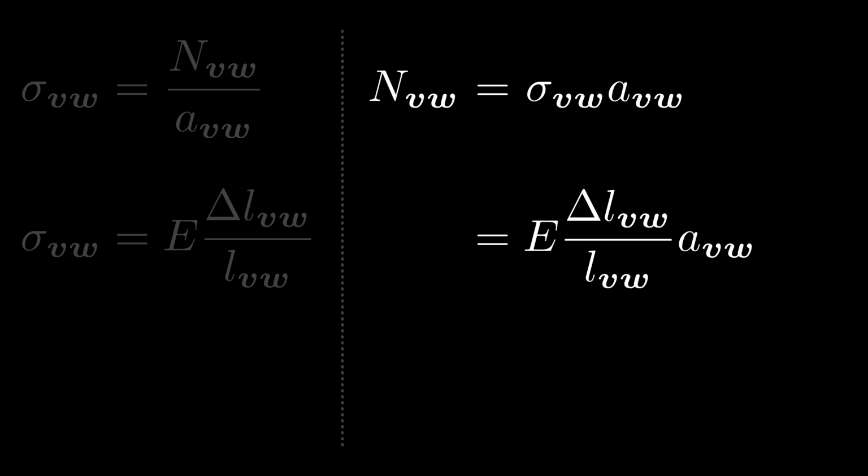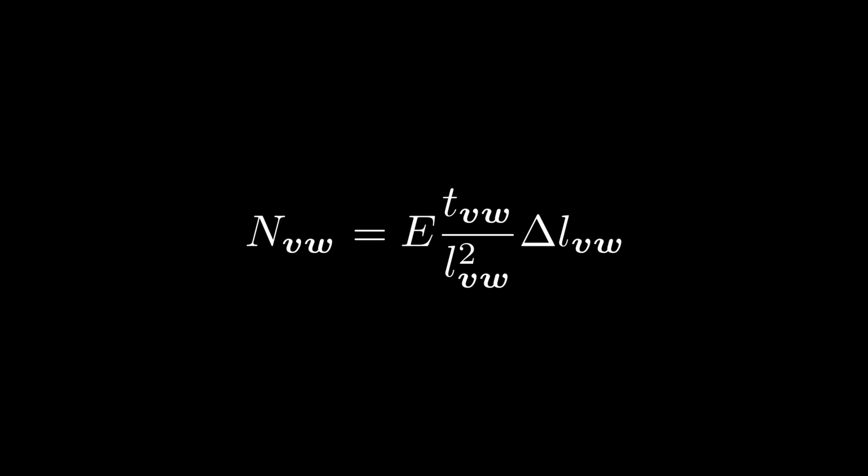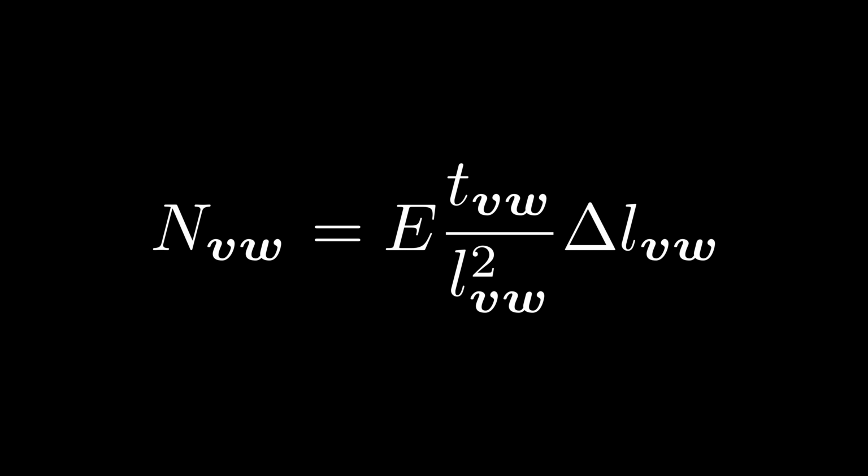Now we can use that the volume TVW of the bar connecting the nodes V and W is given by the length of the bar multiplied with its cross-sectional area, so that we can replace AVW with TVW divided by LVW in the equation on the right. This is now a formula for the normal force inside a bar connecting two arbitrary free nodes V and W.